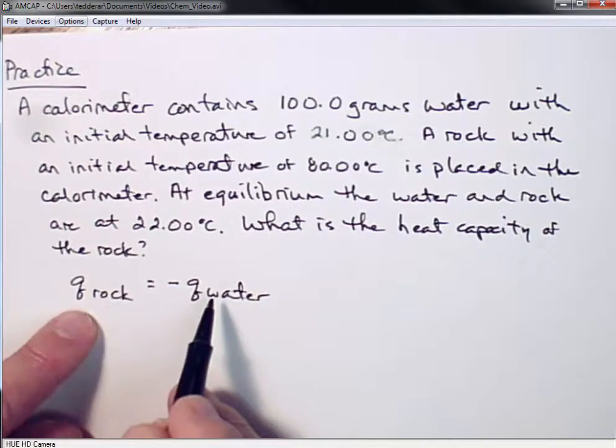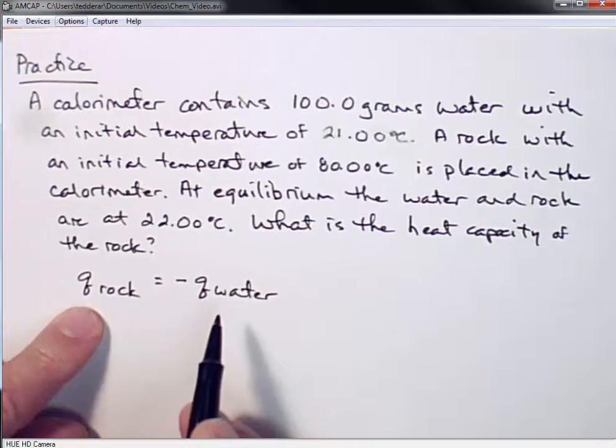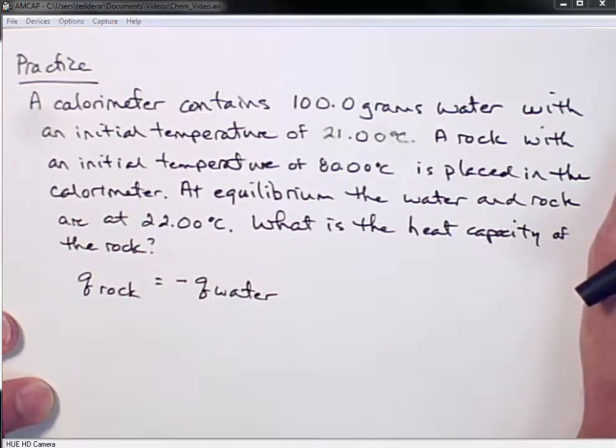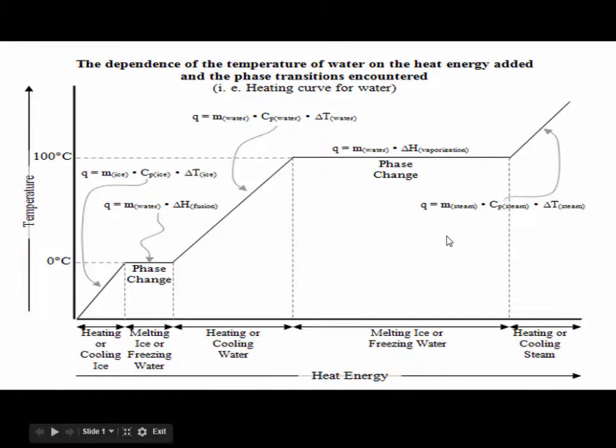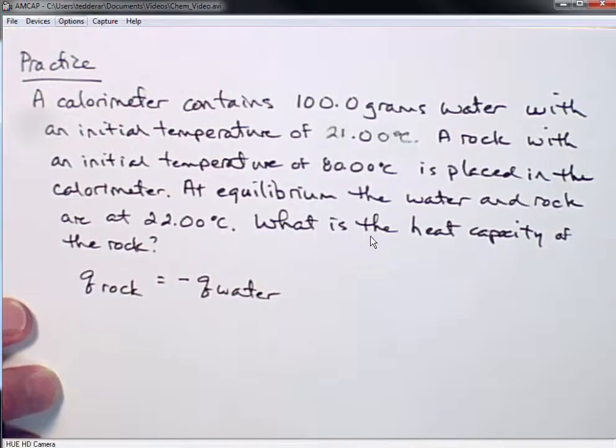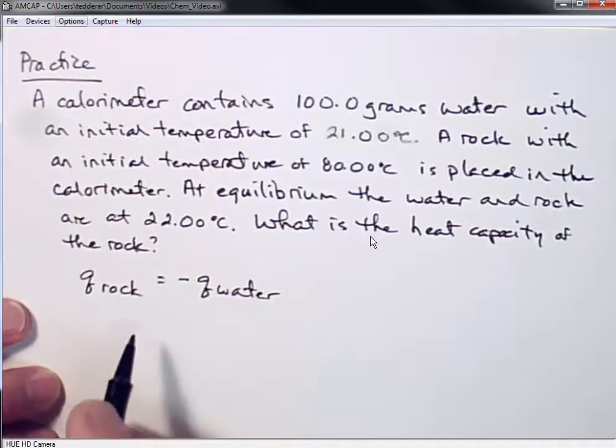Well, both of these are going through a temperature change, and there's no physical state change. And if we go back to our heating curve for water, and all substances behave in a similar way, this is just for water, but rocks behave the same way. As long as all we're doing is changing the temperature, then we use this equation right here. Q equals mass times the specific heat times the change in temperature. Okay? So we've got two of these to deal with here. We've got the temperature change for water, and we've got the temperature change for the rock. What we don't know is the specific heat for the rock. We're going to find it.